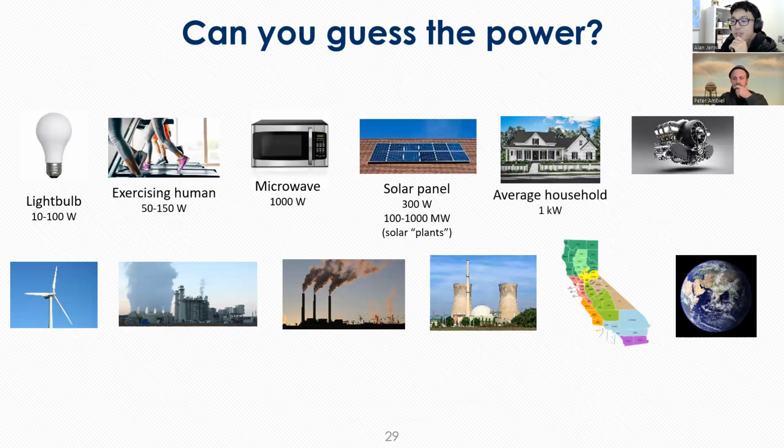The average household uses about 1 kilowatt of electricity. Again, there's a lot of variance here, but on average, it's about one kilowatt in the US. Easy number to remember. Your typical engine, so this is anywhere between 100 to 1,000 horsepower. And order of magnitude, it's going to be similar, 100 to 1,000 kilowatts.